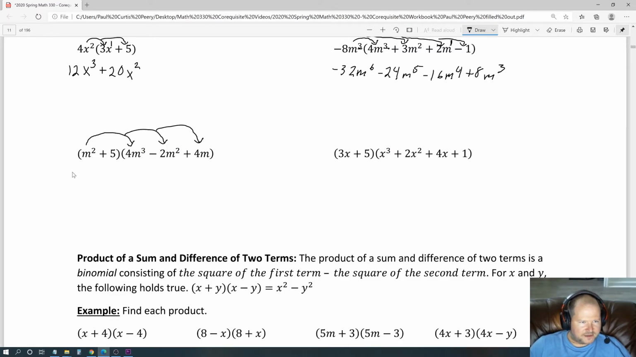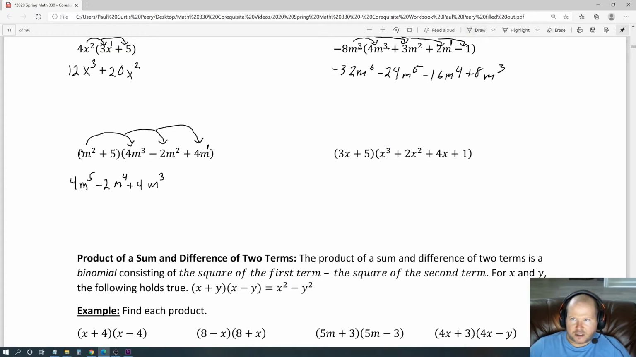So m squared times 4m cubed, right? There's an understood or implied 1 there as the coefficient, right? So 1 times 4 is just going to be the 4. But anyways, we're going to keep the 4, and m squared times m to the third, 2 plus 3 is 5. Then you're going to say m squared times negative 2m squared. Well, you're going to keep the negative 2, and then 2 plus 2 is 4. Then you're going to say m squared times positive 4m, and that's an understood or implied 1 there. So you're going to keep the 4, and then you're going to say 2 plus 1 is 3.